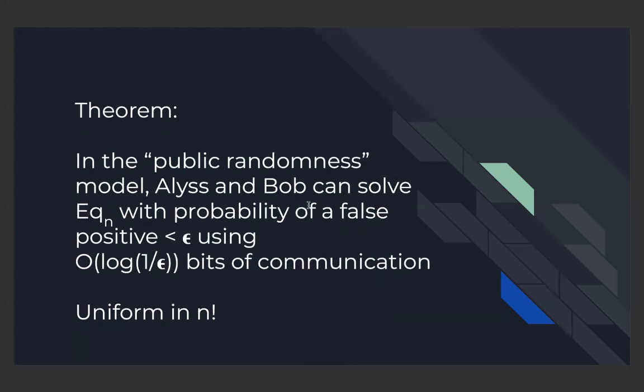So a slightly more general theorem, and the one that you would imagine shows up in the paper, is if you want a probability of false positive at most epsilon, then you can do that with O of log of 1 over epsilon bits of communication. But this is uniform in n. So imagine epsilon is like 1/1000th. Then this is O of 1, which is incredible.